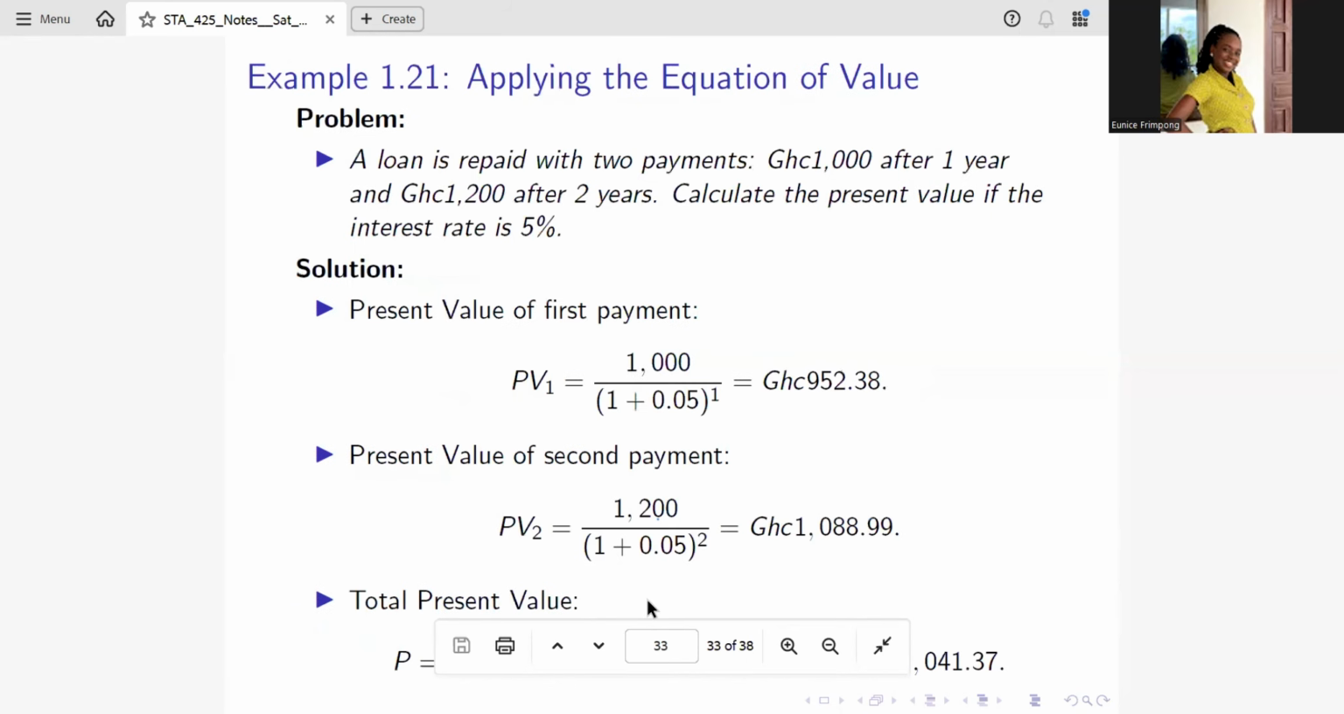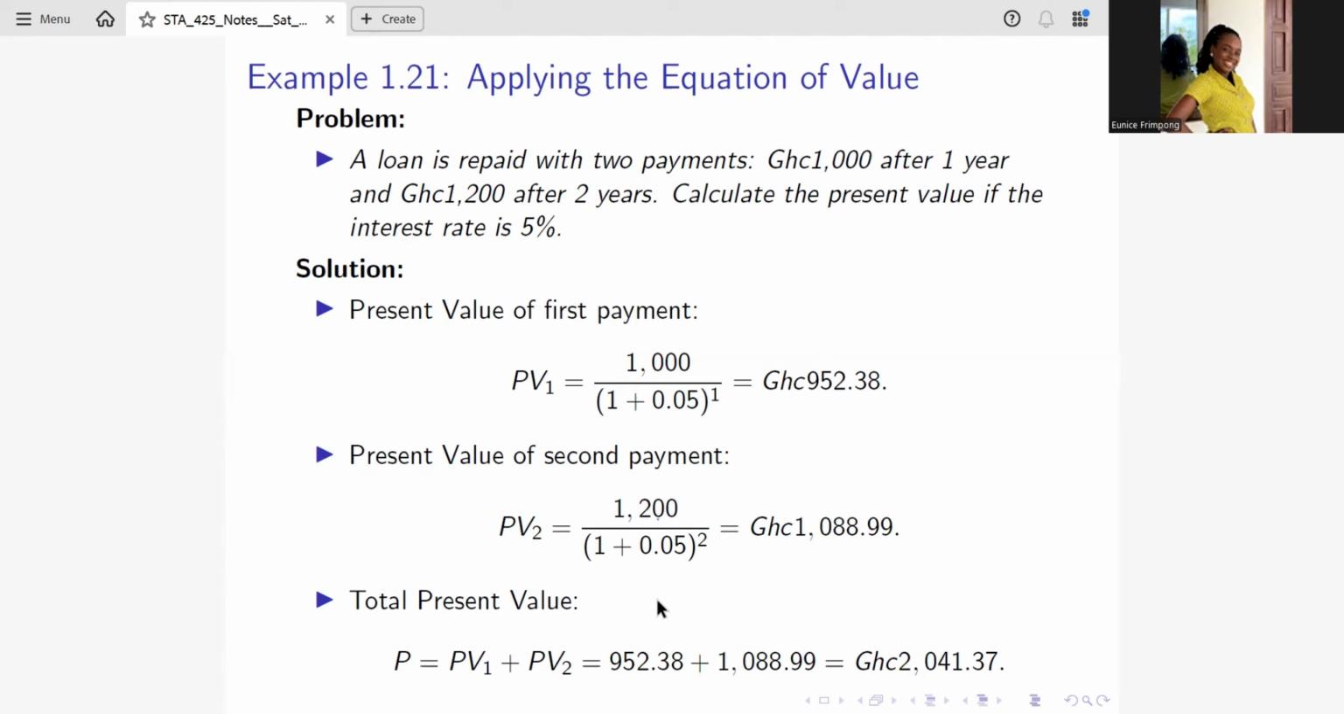So how do we apply the equation of value? Let's look at a problem. A loan is repaid with 2 payments. The first thing is that there is a loan. This loan is being repaid with 2 payments, 1,000 cedis after 1 year, and then 1,002 after 2 years. Now find the present value if the interest rate is 5%.